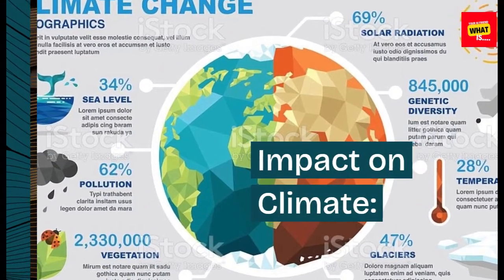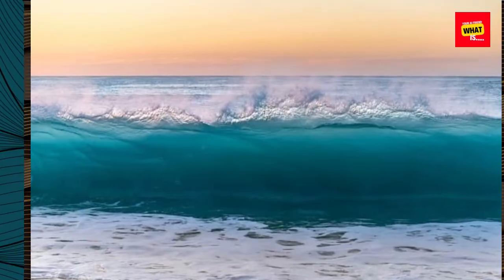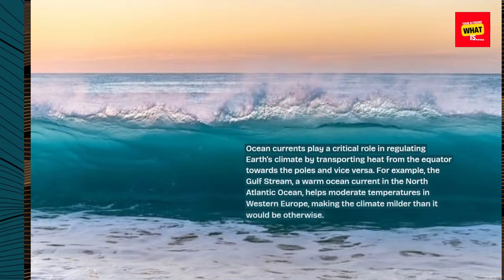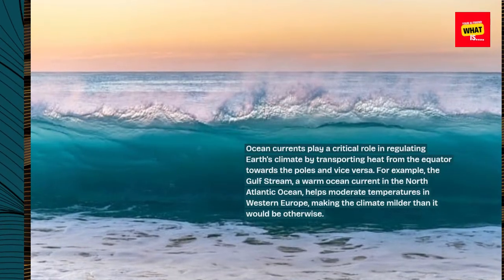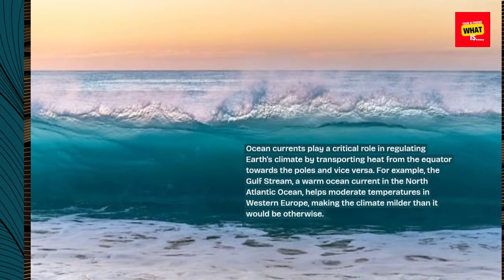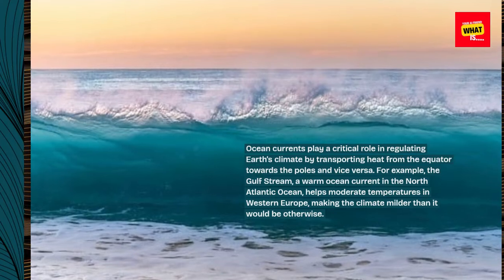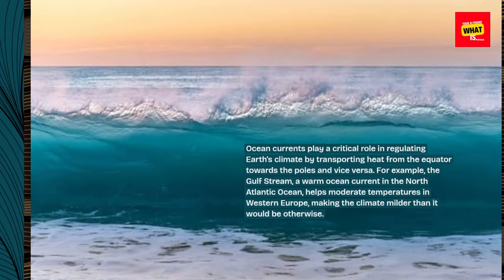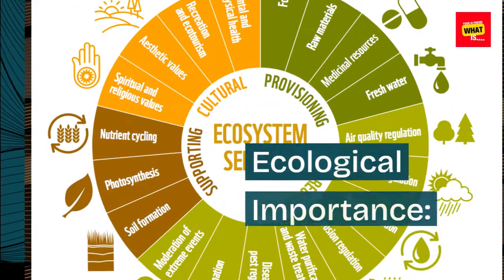Impact on climate. Ocean currents play a critical role in regulating Earth's climate by transporting heat from the equator towards the poles and vice versa. For example, the Gulf Stream, a warm ocean current in the North Atlantic Ocean, helps moderate temperatures in Western Europe, making the climate milder than it would be otherwise.